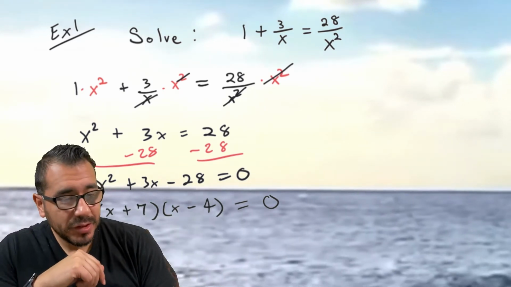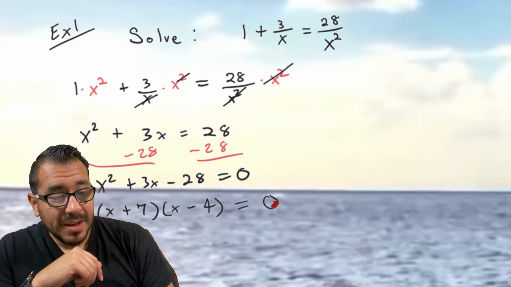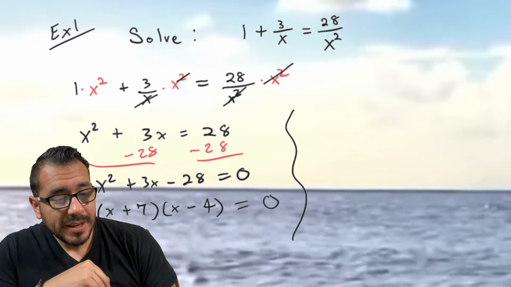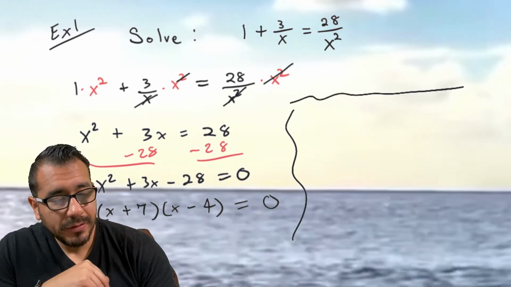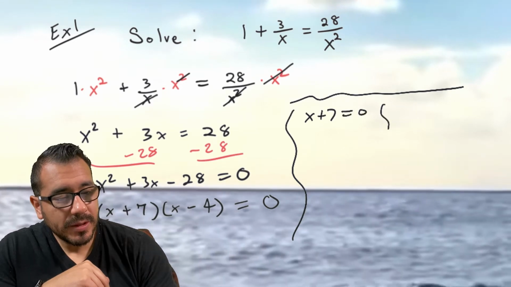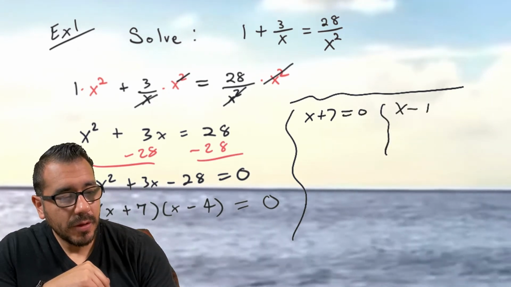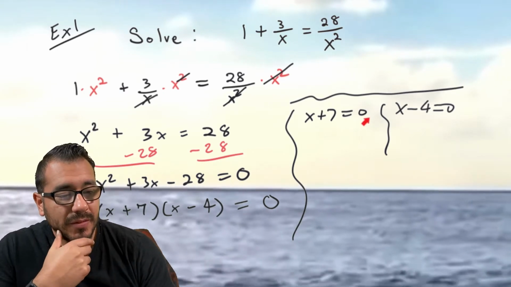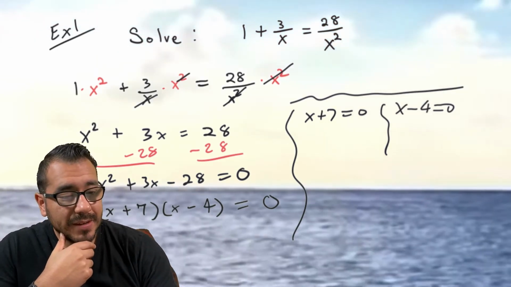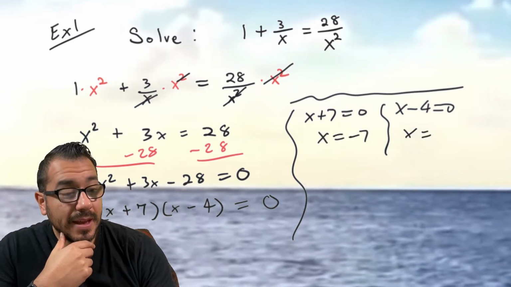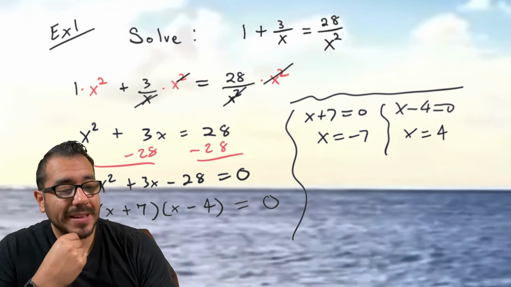Well, we have two factors and it's equal to 0, so we're going to set each one of those factors equal to 0. So let me write it over here. So x plus 7, set that equal to 0. We're going to solve that, and x minus 4, set that equal to 0. So we're going to go ahead and subtract 7 from both sides. So we get x equals negative 7. And then we're going to add 4 to both sides, and we're going to get x equals 4.